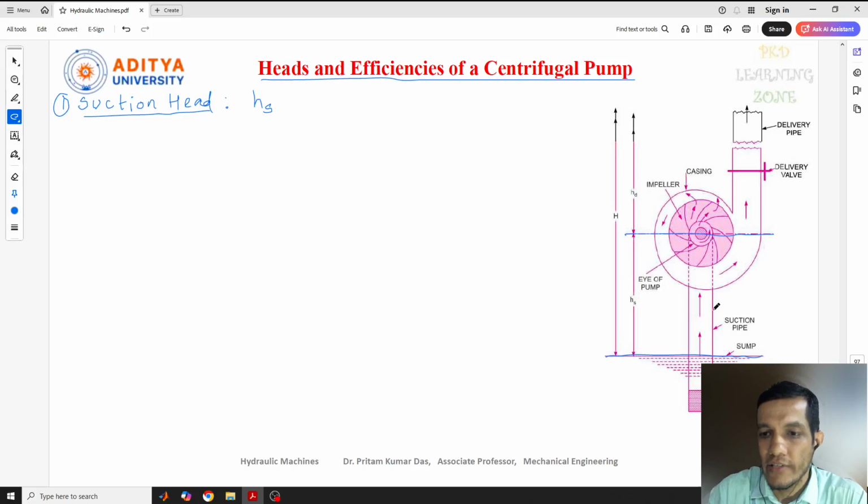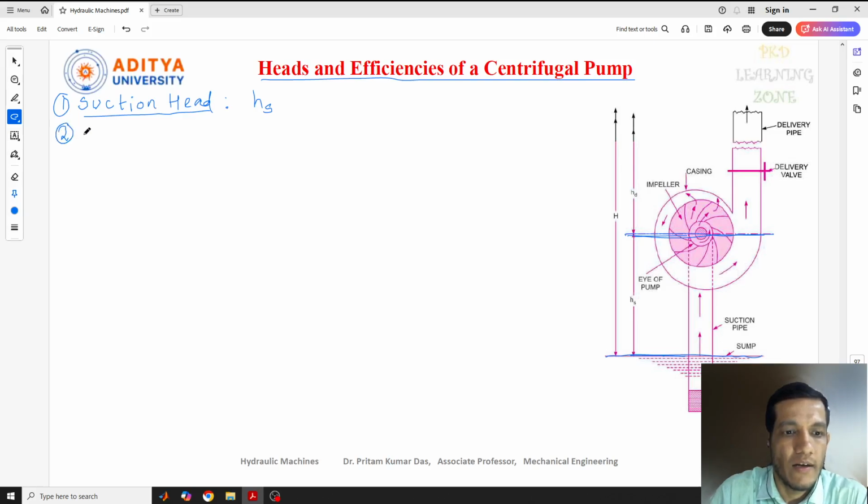You can see this is the suction pipe, which is used here to suck the water, or to lift the water from the sump level or the water level. So this is suction head, or we can say the vertical distance from the sump level or the water surface to the center line of the pump is suction head.